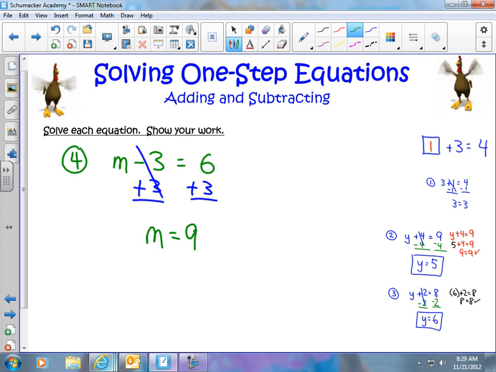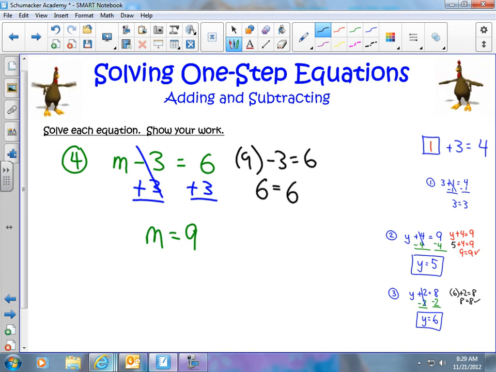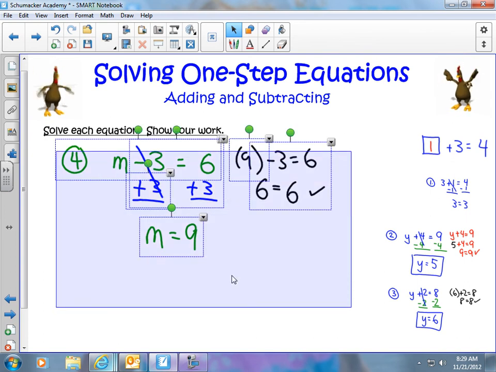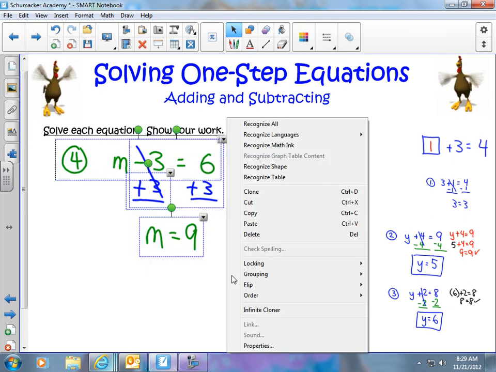And again, we can check this out by plugging in our value. We have our 9 value minus the 3 equals 6. Well, 9 minus 3 does equal 6. 6 equals 6. Therefore, I have a correct answer. Just that easy. We're going to try one more just to make sure you're getting this.